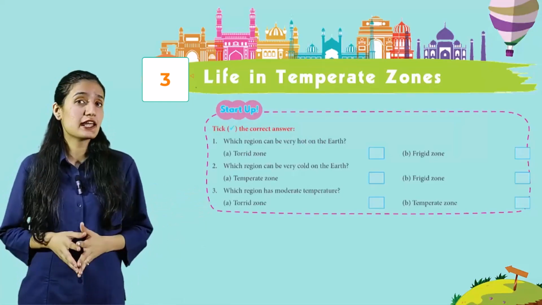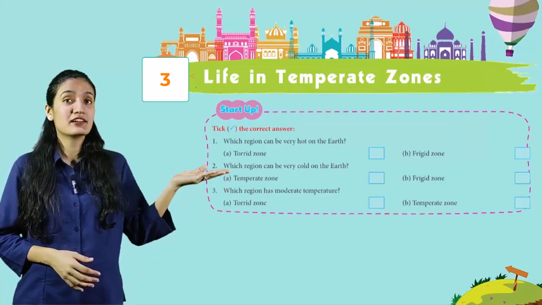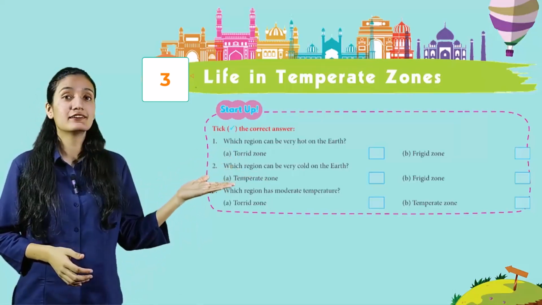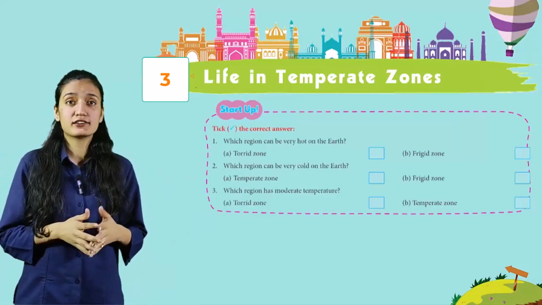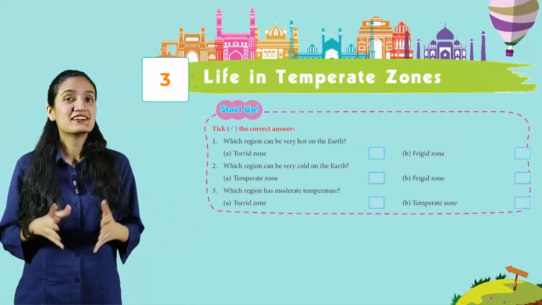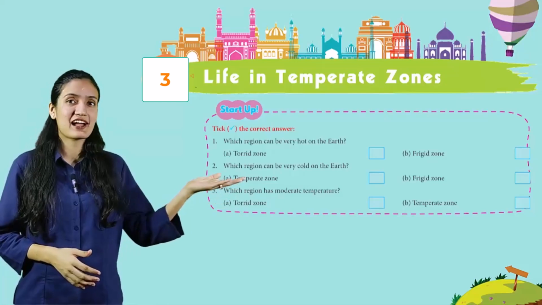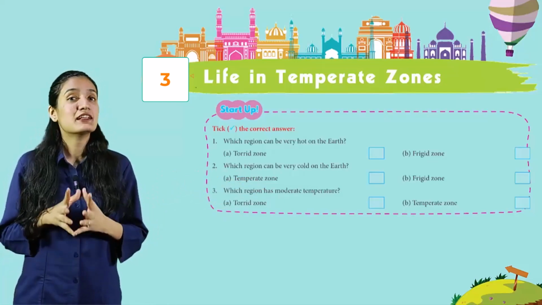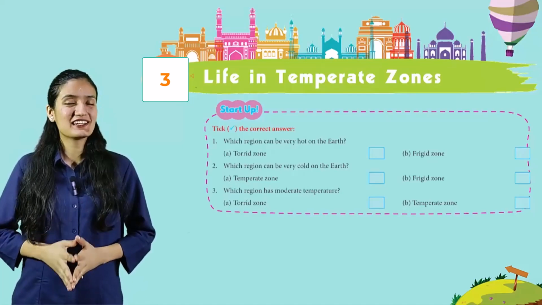First, which region can be very hot on the earth? Here the options are torrid zone, frigid zone. Second, which region can be very cold on the earth? Temperate zone or frigid zone? Third, which region has moderate temperature? Torrid zone and temperate zone. You have to read these questions carefully and answer them accordingly.